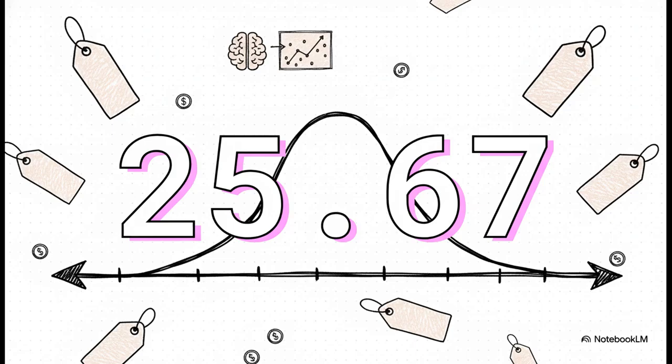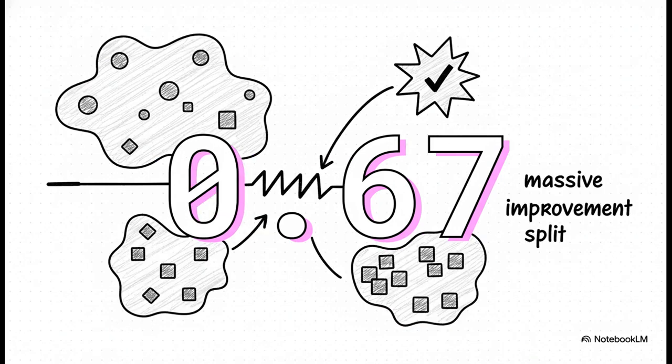For instance, let's say before we make a split, the variance of the house prices in our current group is 25.67. That's pretty high. It just means the prices are all over the map, which makes it super hard to make one good prediction for everyone in that group. But look what happens after we ask a really smart question. The combined variance of our two new groups plummets all the way down to just 0.67. The total variance reduction is 25%. I mean, that's a massive improvement. And that tells the algorithm, yes, that was an amazing split. Keep it and move on to the next one.